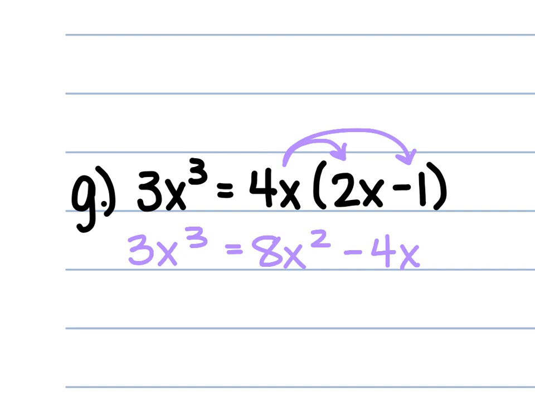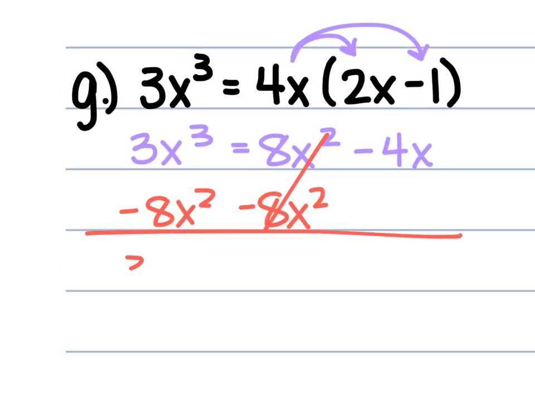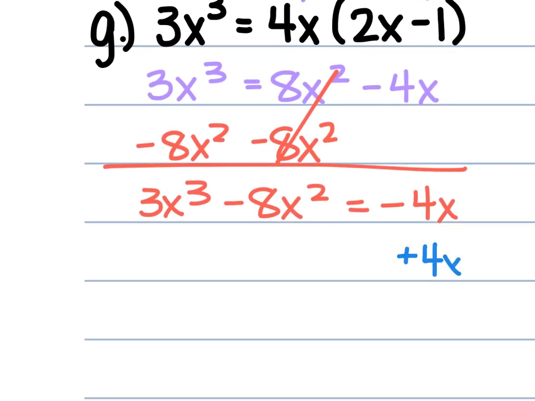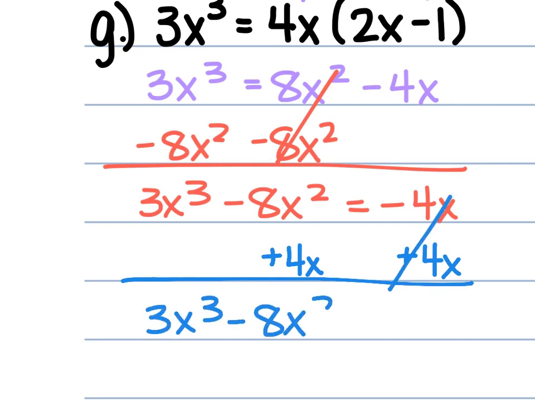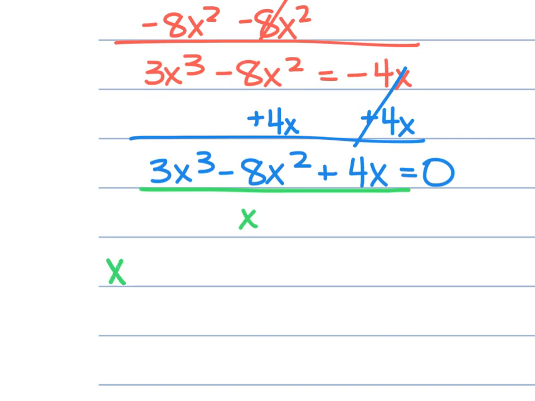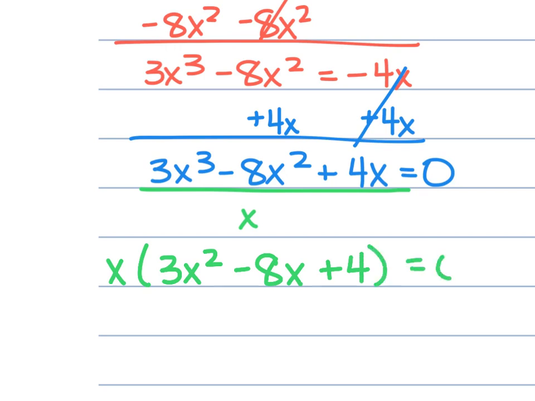From here, move all of your terms over to be on the same side as that 3x cubed. So we're going to subtract 8x squared from both sides and be left with 3x cubed minus 8x squared is equal to negative 4x. Then we're going to move the 4x over by adding it to both sides. So we have 3x cubed minus 8x squared plus 4x is equal to 0. Do we have a common factor between all three of these terms? Yes, an x. So we're going to factor out an x. This is going to leave us with x times 3x squared minus 8x plus 4 is equal to 0.